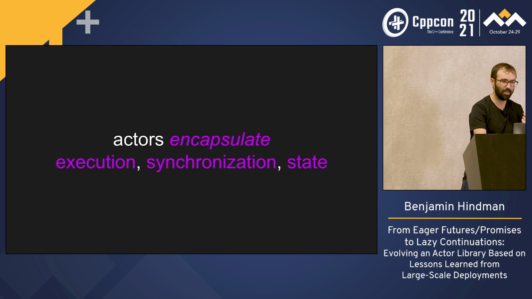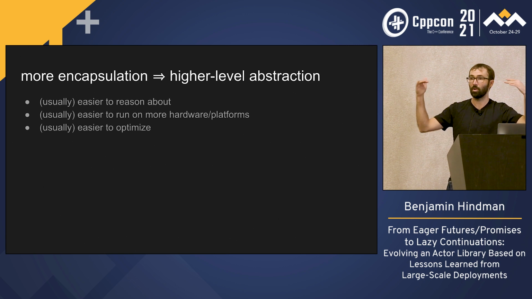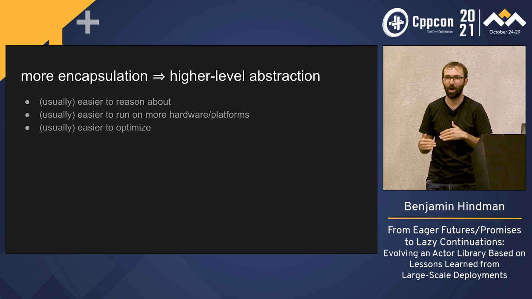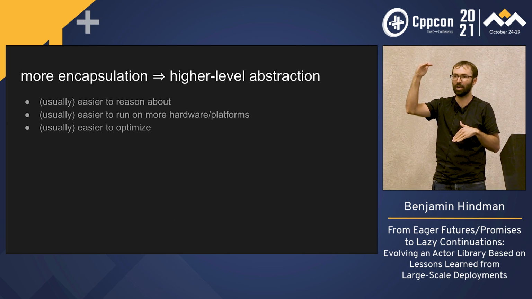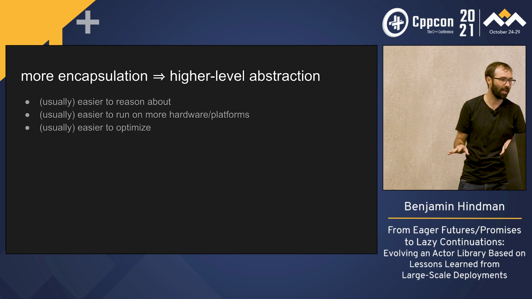Okay? And usually when you have more encapsulation of things, it leads to higher level abstractions, which is what we oftentimes think of actors as, these higher level abstractions. And usually higher level abstractions are easier to reason about. Usually it means they're easier to run on more hardware platforms. Why? Because being at that higher level abstraction, we've got more wiggle room about figuring out how to map them to other hardware platforms.